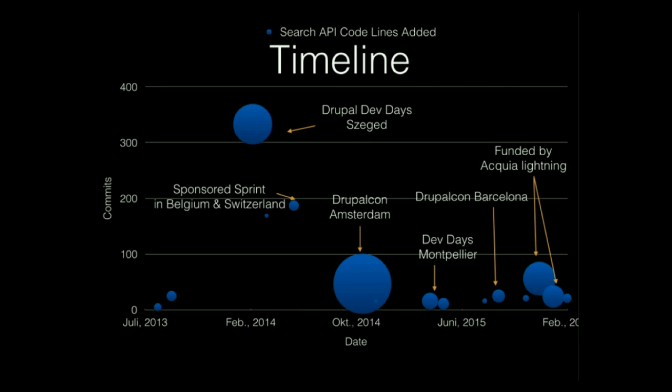This also didn't come overnight. This chart starts in July 2013, 3 years ago. And as you can see, there were a couple of sponsored sprints, and Drupal Dev Days in Szeged was also quite successful in helping us create code and get extra code in, as well as DrupalCon Amsterdam and Barcelona. And probably when I update this chart, there will be also a big visible blob for DrupalCon Dublin.